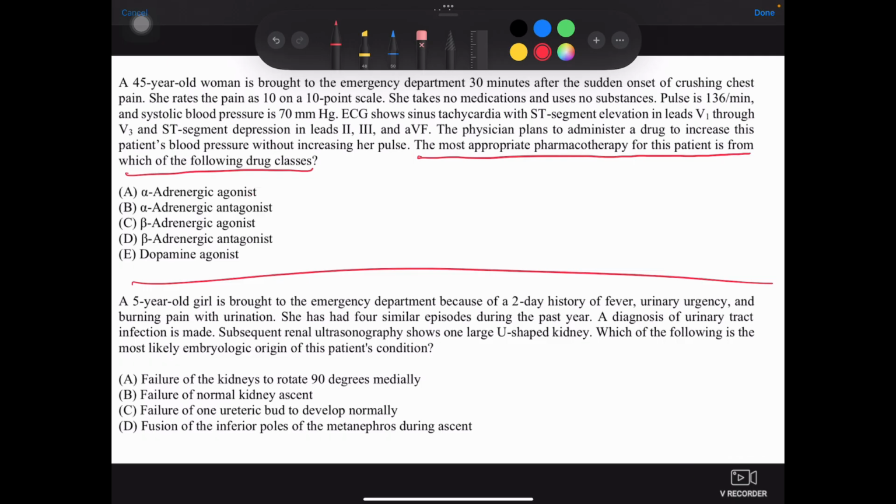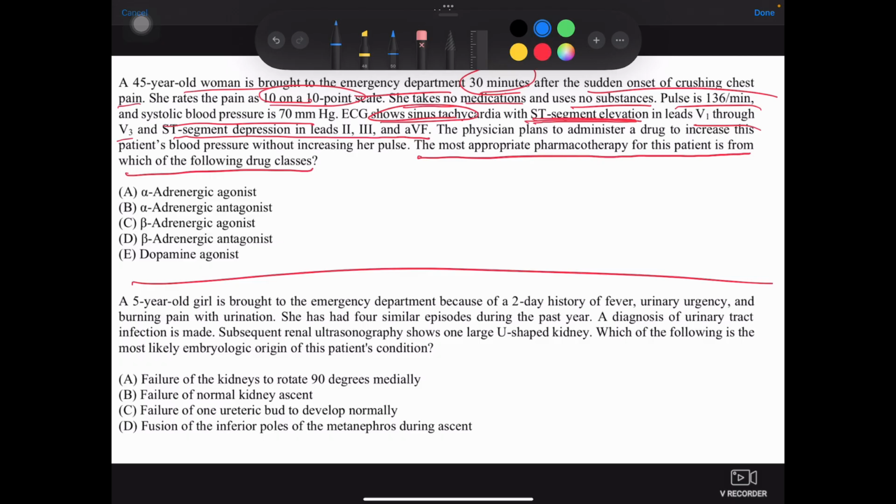Okay, let's see. A 45-year-old woman is brought to the ED 30 minutes after sudden onset of crushing chest pain. Rated 10/10, so this is MI. She takes no medication, no substances, pulse is high, systolic blood pressure is low, tachycardia is there, ST segment elevation. So this is STEMI in V1 through V3, an anterior wall MI.